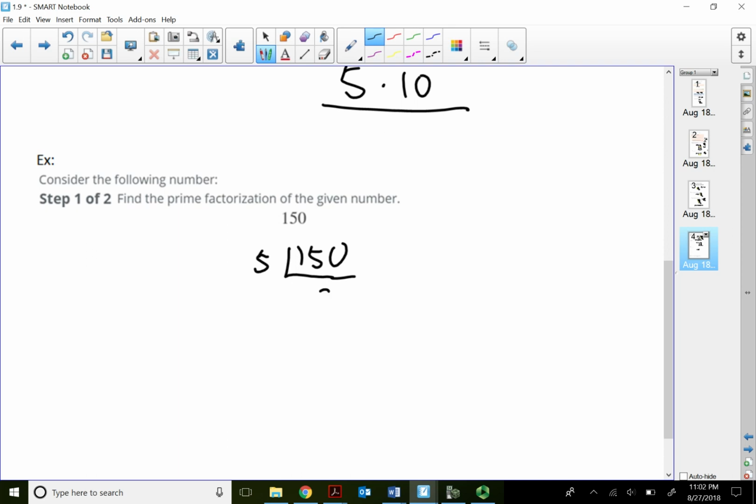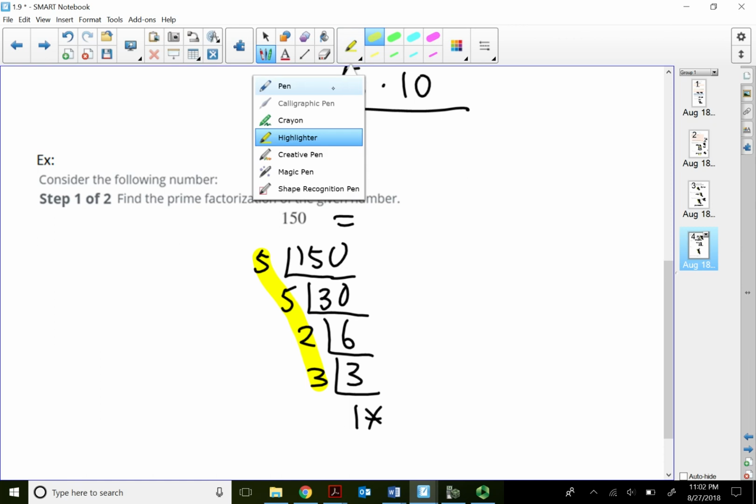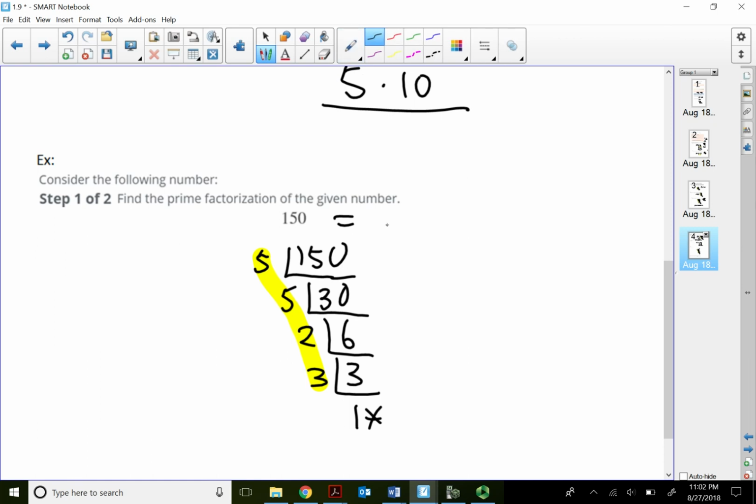5 going into 150, 30 times. Oh, I can use another 5 or 2 or 3. But it doesn't matter. I'm still going to end up with all those numbers I just named. 5 goes into 30 6 times. Now look at the 6. Prime number 2 or 3 can go into it either way. 2 goes into 6 3 times. 3 is a prime number. 3 goes into 3 1 time. So the prime numbers that make up 150 are all out here, which is exactly the prime factorization: 2 times 3 times 5 times 5.